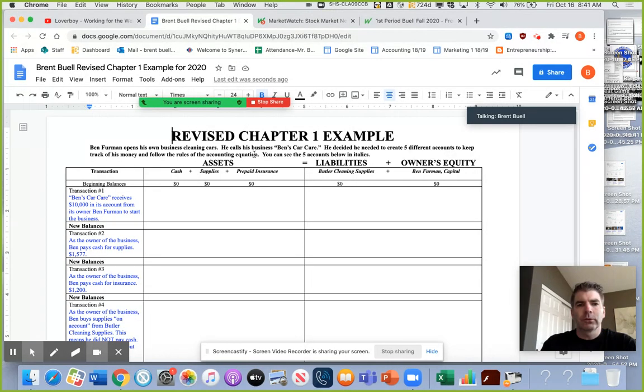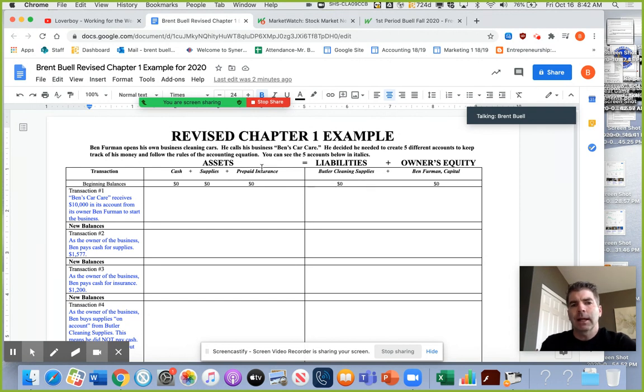Okay, so first off, let's look at the scenario here. Ben Furman opens his own business cleaning cars. We talked about this. Let's just say he's a high school kid. He goes around and cleans cars, and he calls it Ben's Car Care. And he decided he needed to create 5 different accounts to keep track of his money and follow the rules of the accounting equation. So, for business purposes, for tax purposes, you need to keep track of where your money is. So one of the ways to do it is to create a chart like this.